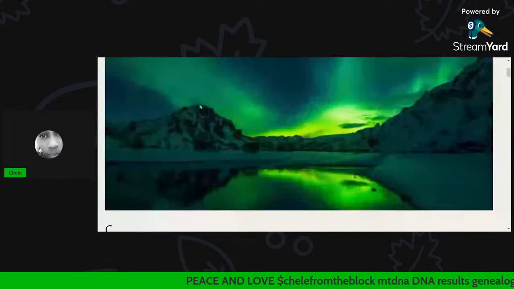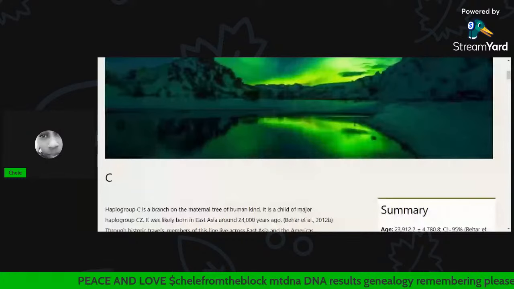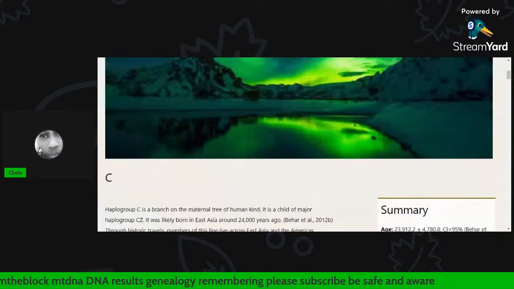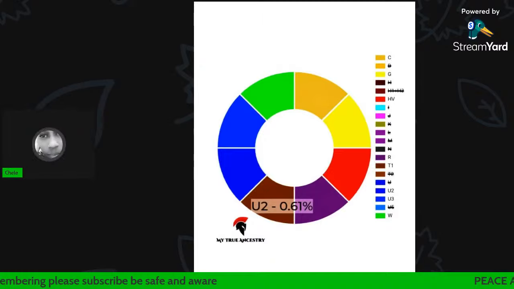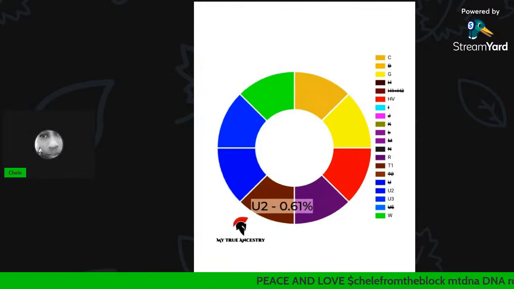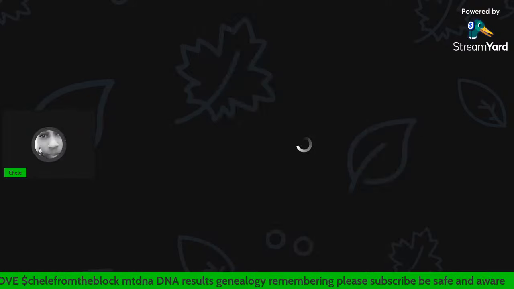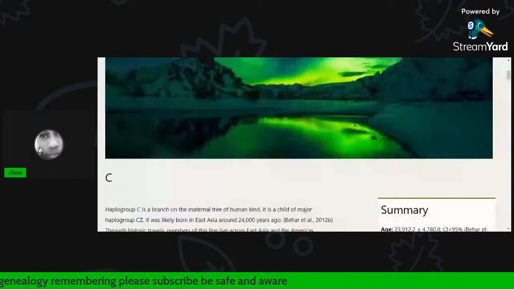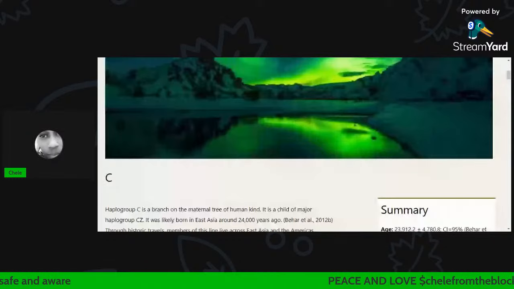C is actually 0.61%. We're only doing these out of the 20 because these are all 0.61%. C is actually the darker yellow. So let's see where C comes from, even though I just read where it came from. But I'm going to read it again because people swear up and down I came from a monkey in a boat.